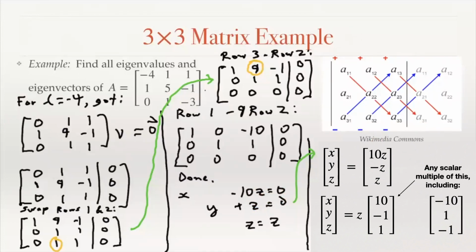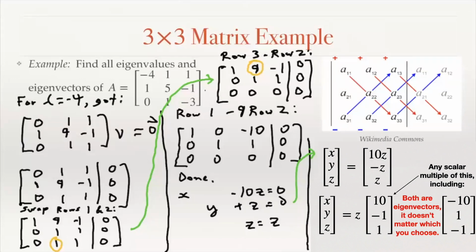And the solution is that it's any multiple of 10, -1, and 1. When we did it by eyeballing it, we got -10, 1, and -1. But that's in the same direction as this. The z can be any constant. So if z is -1, then that -1 scales all components, and we get what we got by hand.